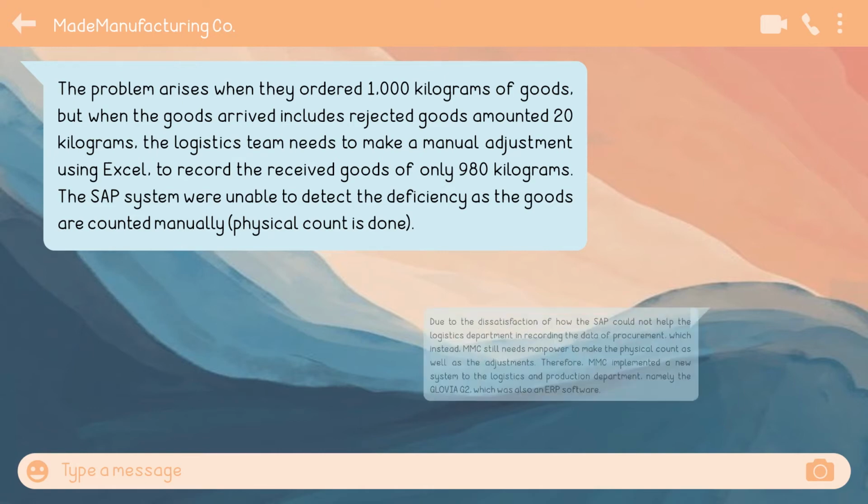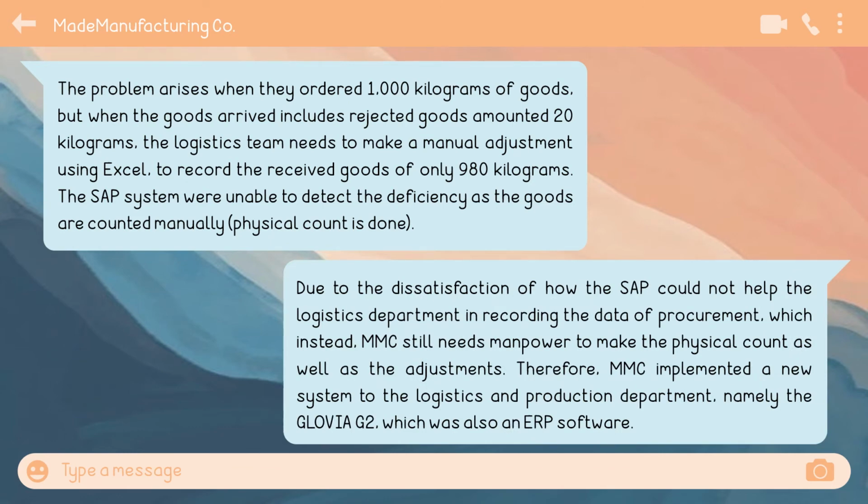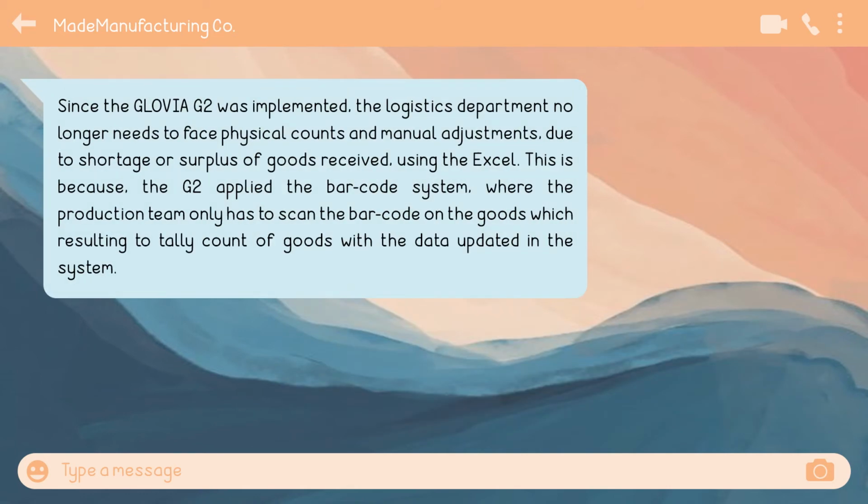Due to the dissatisfaction of how SAP could not help the logistics department record the procurement data, MMC still needed manpower to make the physical count as well as the adjustments. Therefore, MMC implemented a new system for the logistics and production departments, namely Glovia G2, which was also ERP software. Since Glovia G2 was implemented, the logistics department no longer needs to face physical counts and manual adjustments due to shortage or surplus of goods received using Excel.